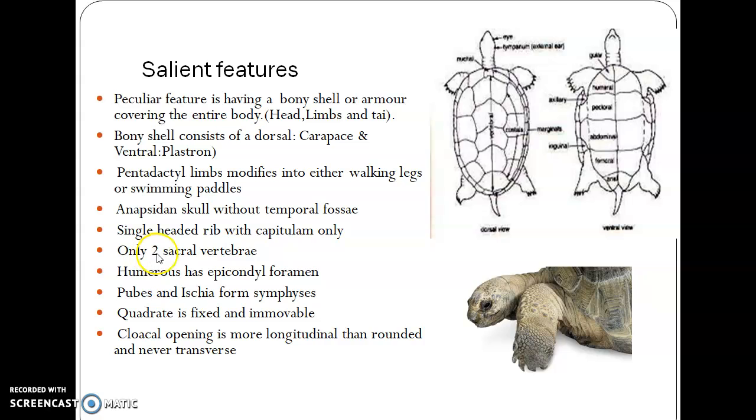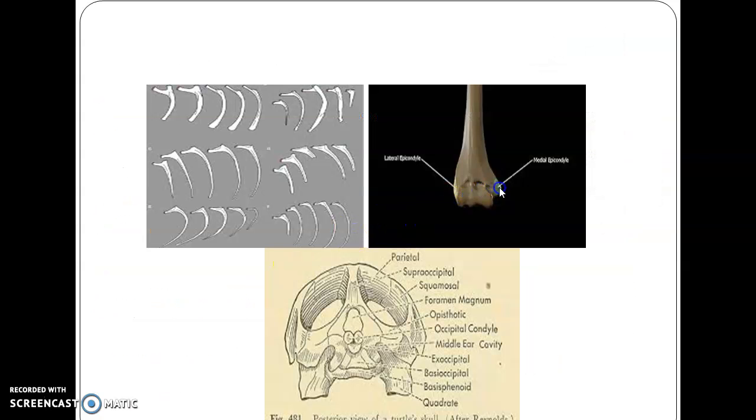Then they are provided with how many sacral vertebrae? They are provided with 2 sacral vertebrae. Then comes the humerus bone. We know that the humerus is one of the bones found in the forelimb. And the humerus bone generally has an entepicondylar foramen. So this is the foramen and this is the humerus bone. You can see that the anterior portion of this humerus bone is occupied by this small depression that is called an epicondylar foramen. A lateral epicondylar foramen and an ectepicondylar foramen are formed.